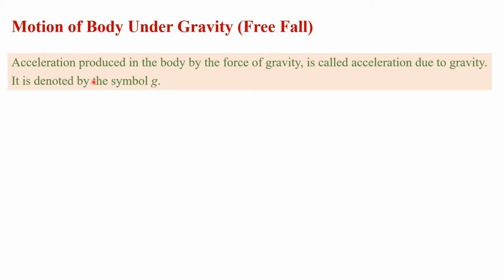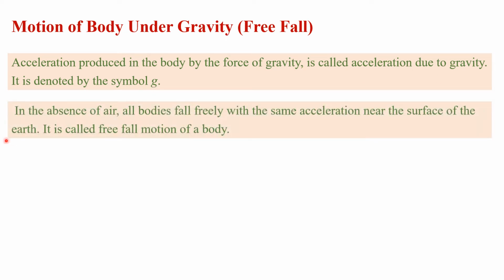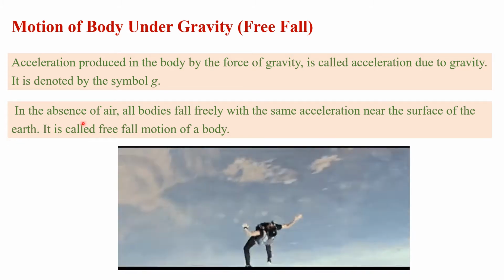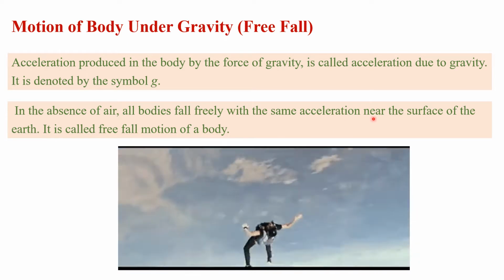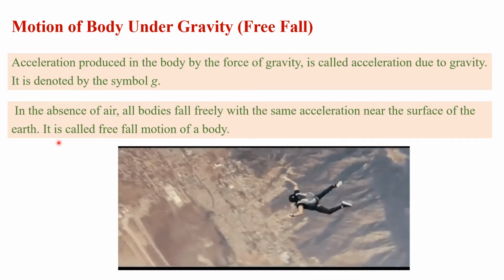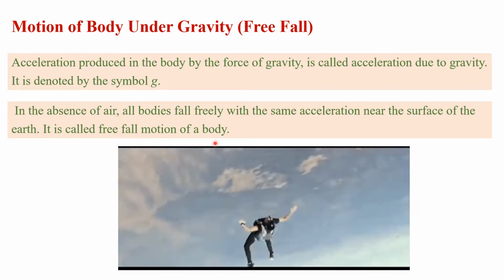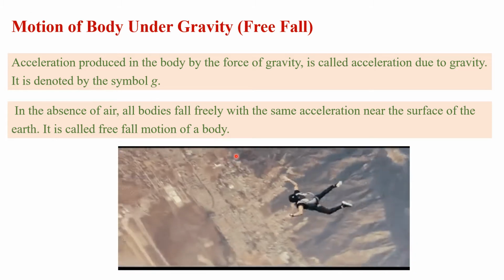Motion of a body under gravity, free fall motion. Acceleration produced in the body by the force of gravity is called acceleration due to gravity. It is denoted by the symbol small g. In the absence of air, all bodies fall freely with the same acceleration near the surface of the earth. It is called free fall motion of the body.